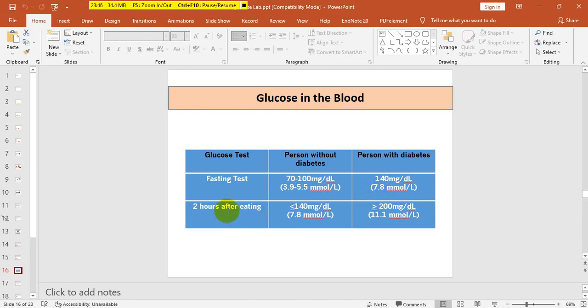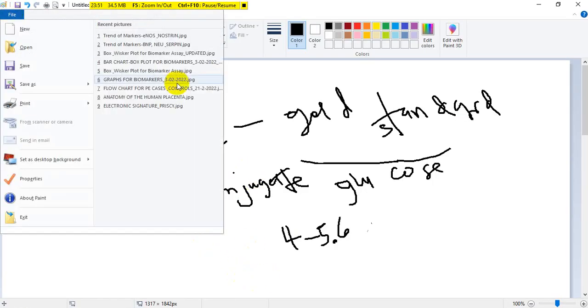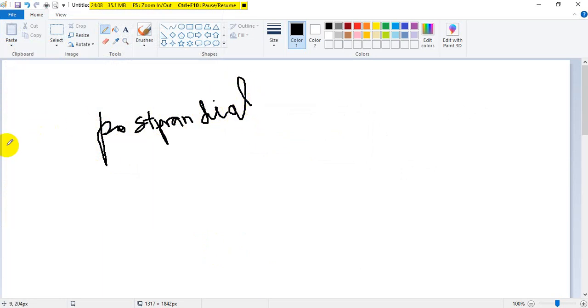Then 2 hours postprandial, or glucose loading. That's when you finish eating and you test your blood sugar level after 2 hours. We call it the 2-hour postprandial glucose test.